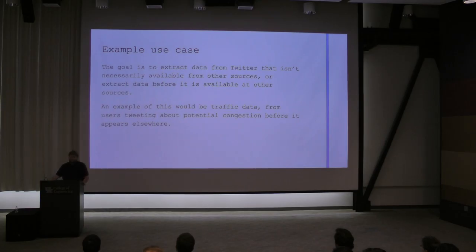So an example, when we're trying to determine results from this, what we're looking at is to see if this Twitter data is useful. And what we want to see is if we can get sorts of information that either isn't necessarily available from other sources or get it from Twitter before it's available elsewhere. And an example of this would be traffic data. So maybe a Twitter user is stuck in traffic and they tweet something like, oh man, the traffic's awful on this street. And we want to see if we can get information from that before you would get it from another source like a traffic rating.